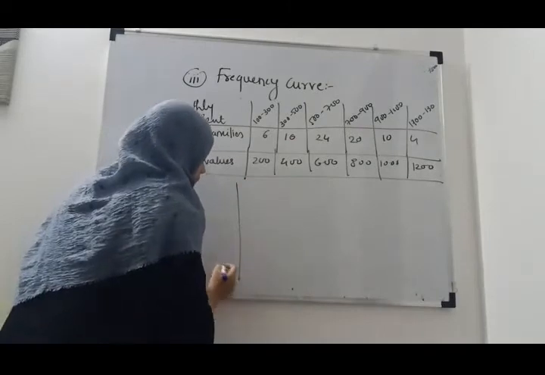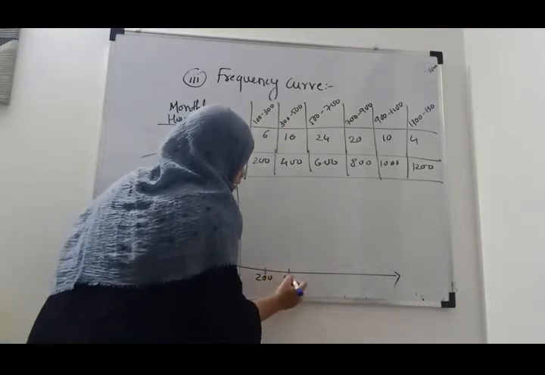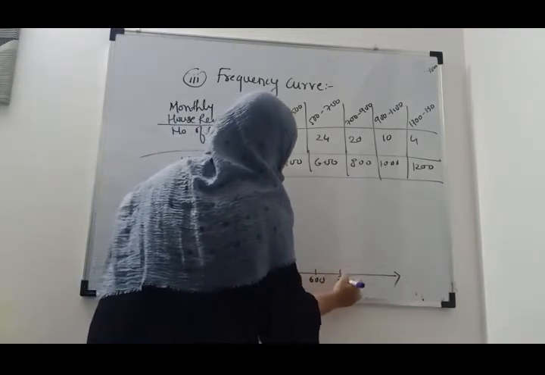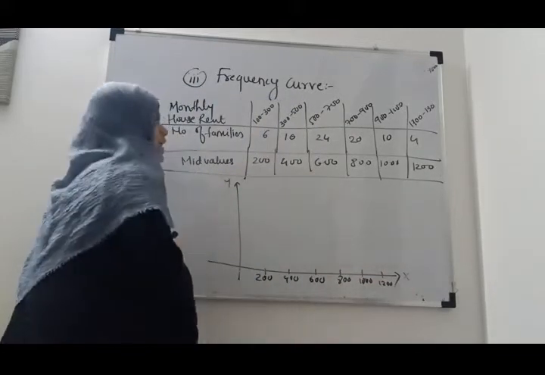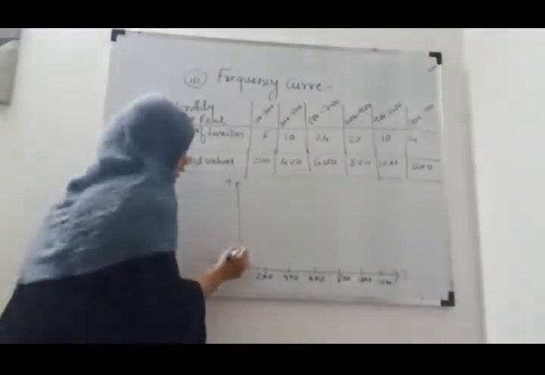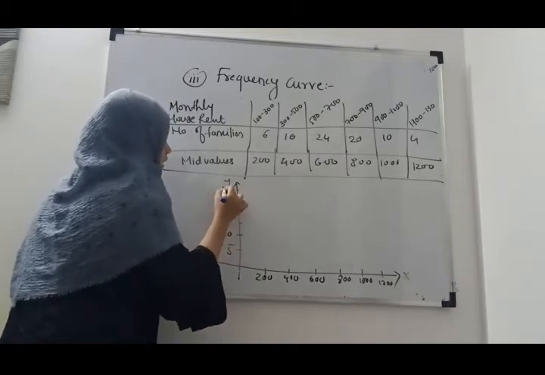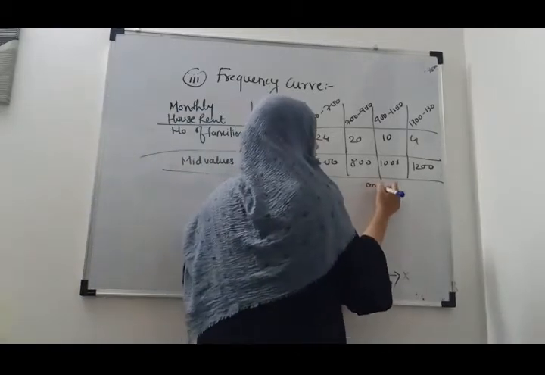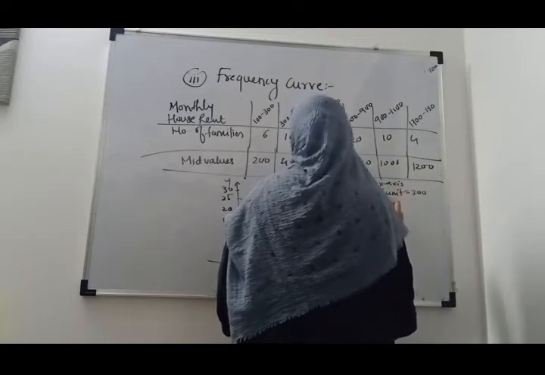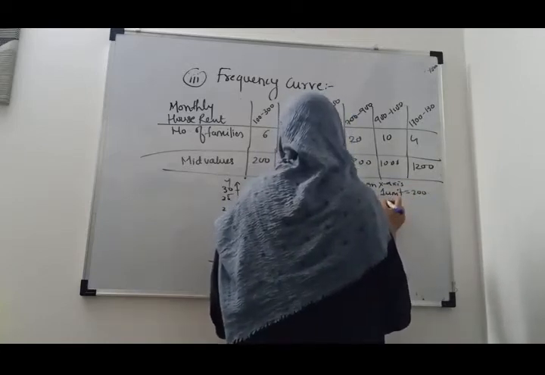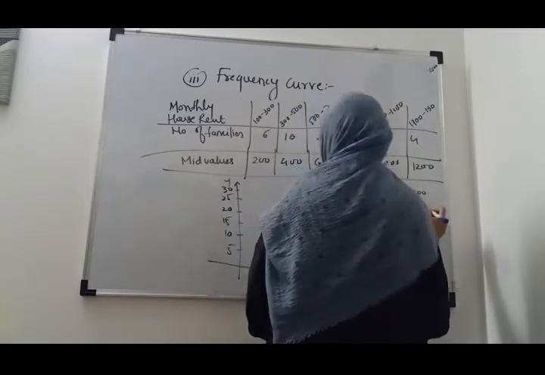Now on the x-axis we have to take the mid values: 200, 400, 600, 800, 1000, 1200. So this is your x-axis, and on the y-axis I will take 1 unit as 5 centimeter: 5, 10, 15, 20, 25 and 30. So the scale is, on the x-axis 1 unit is equal to 200 monthly rent, and on the y-axis 1 unit is equal to 5 families.